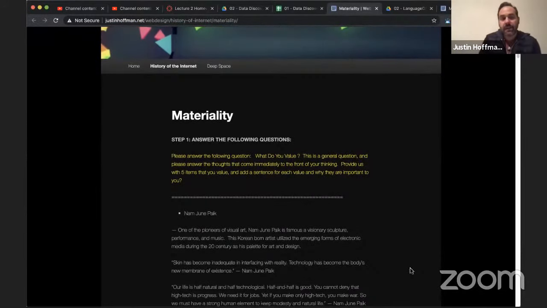So this site is dedicated towards materiality, and it's dedicated to some of the artists that we really love and appreciate and who have impacted us visually and conceptually over the years. Each one of these steps has a question that we'd like you to answer in the context of looking at those artists. For example, the first question is, what do you value? This is a general question. Please answer with the thoughts that come immediately to the forefront of your thinking. Provide us with 5 things that you value and add a sentence for each value on why it's important to you or beyond.